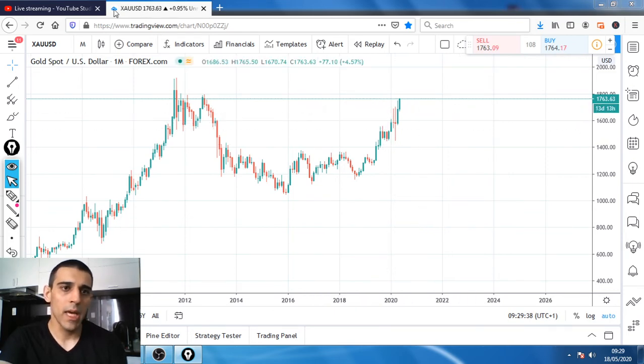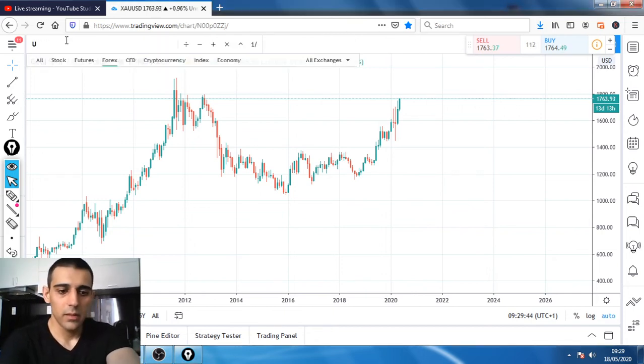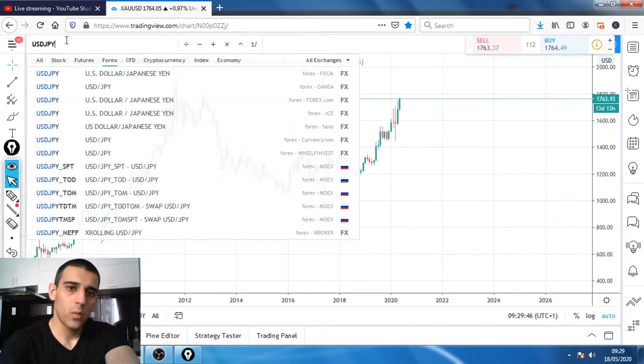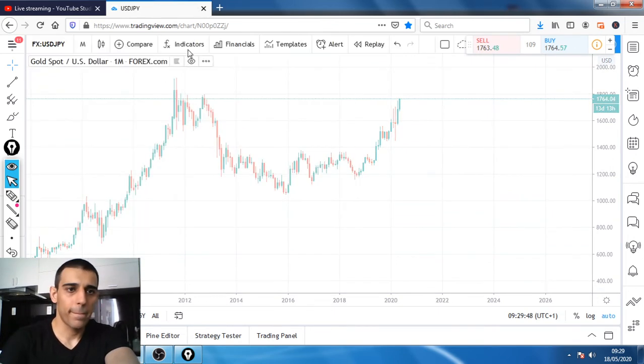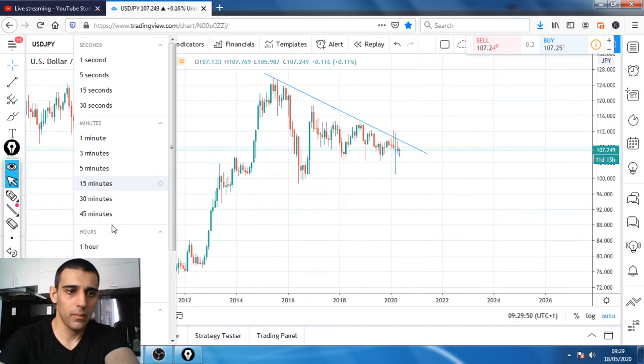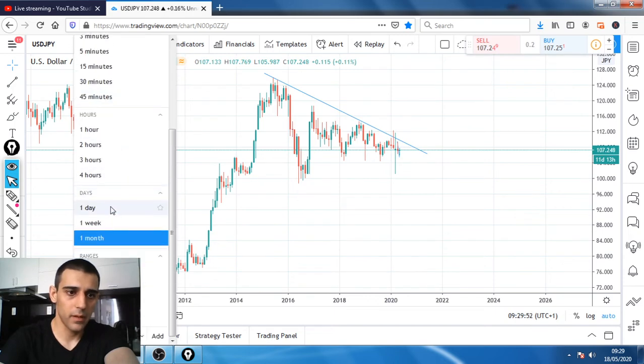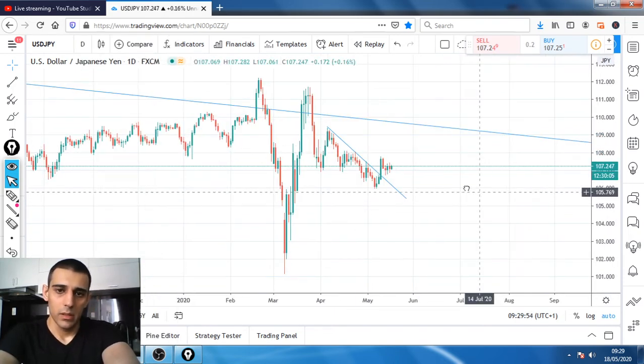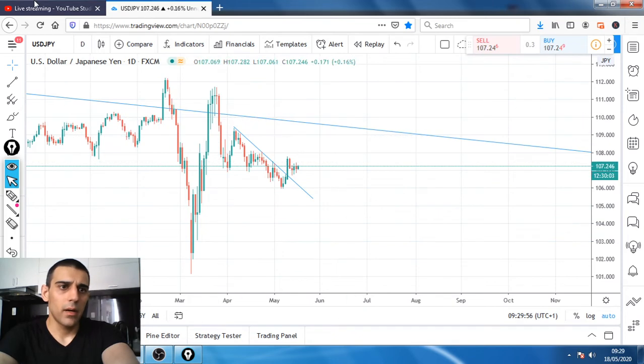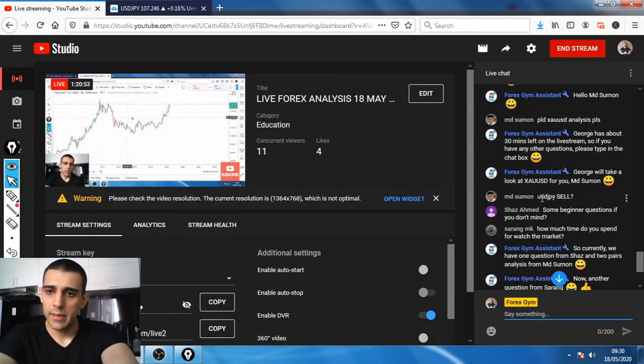Okay, let's move to the USD Japanese yen. So that will be USD JPY. Okay, we don't need monthly up here. Let's go to the daily time frame. Okay, daily time frame. I think MD said sell. Okay, MD, someone saying sell.